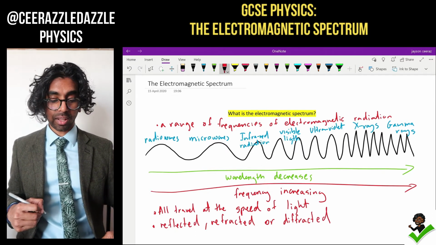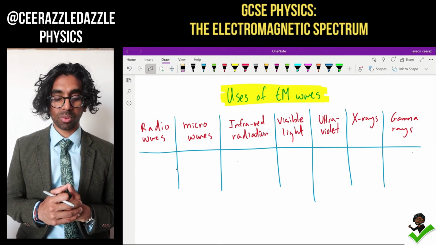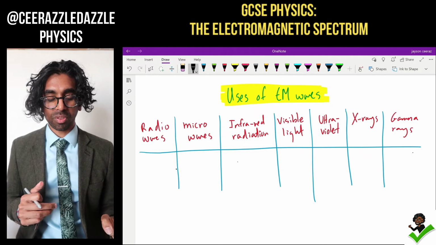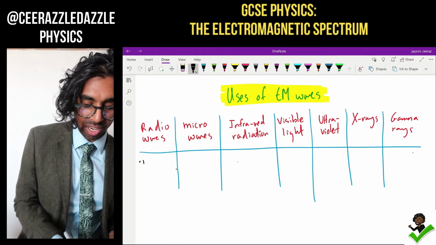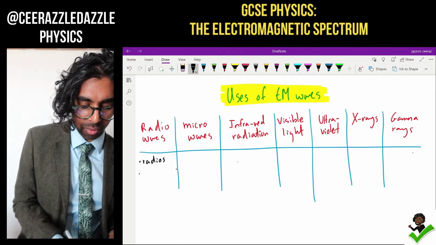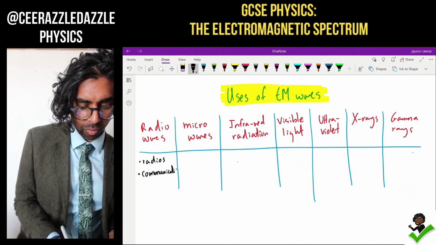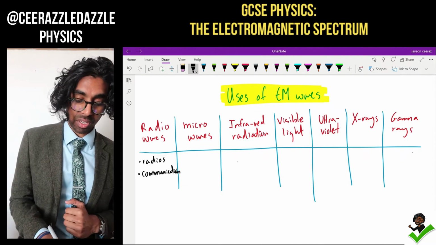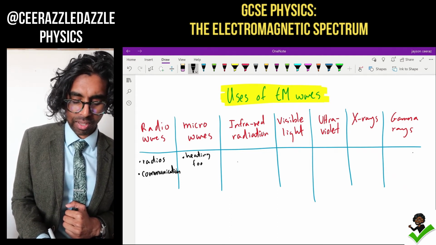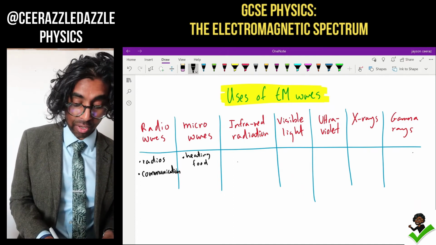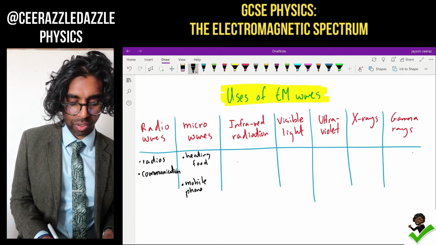Right, now, scrolling down. We then have the uses of electromagnetic waves. You've got to be able to identify some of the uses. So we'll do a couple of the easy ones first. Radio waves are first of all used in radios, and therefore they're used in communication. Microwaves are used in heating food, in the microwaves in your house, and also for mobile phone communication.